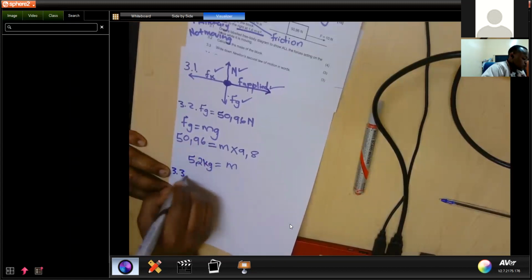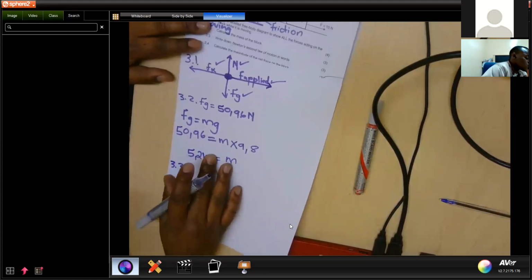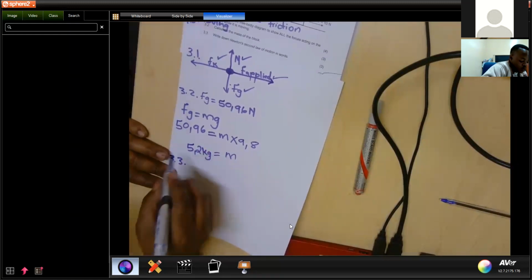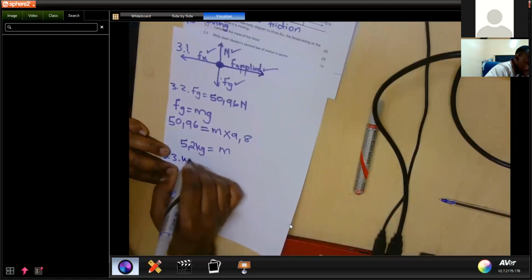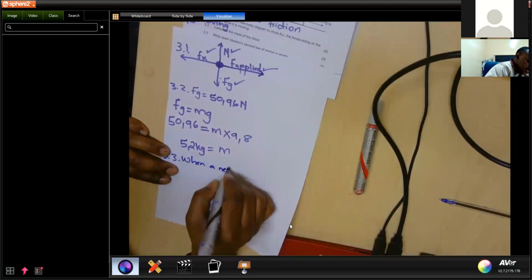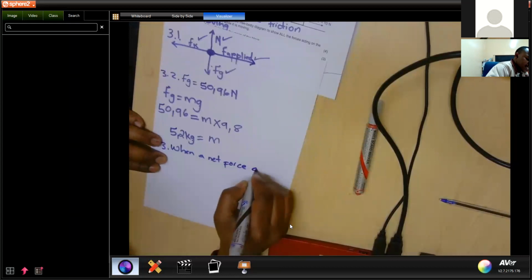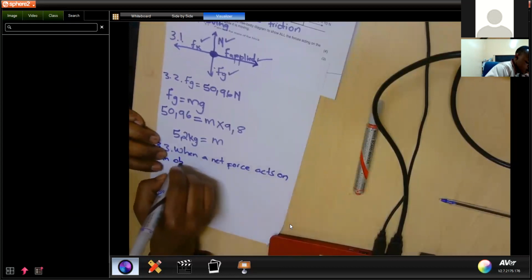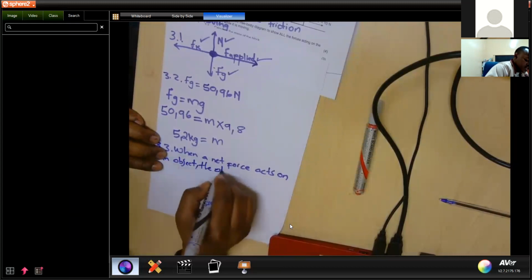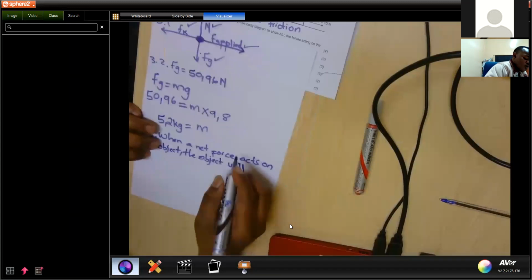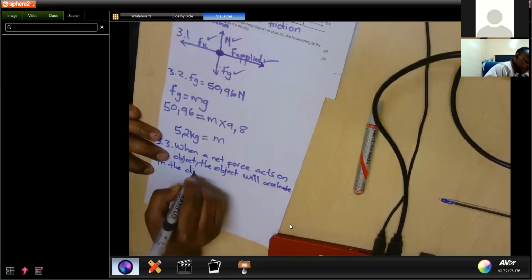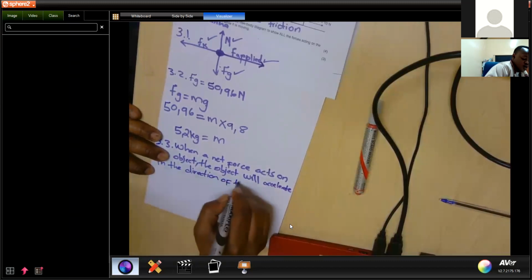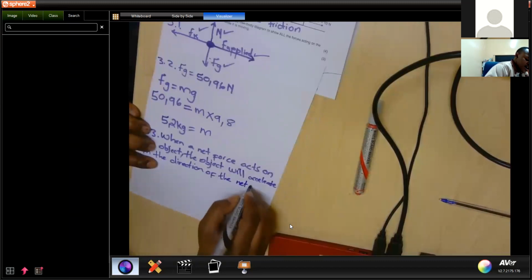Then 3.3, we are required to write down Newton's second law of motion in words. Now remember, I told you, you must get it definitely from where? From your examination guidelines. And it says, when a net force acts on an object, the object will accelerate in the direction of the net force.